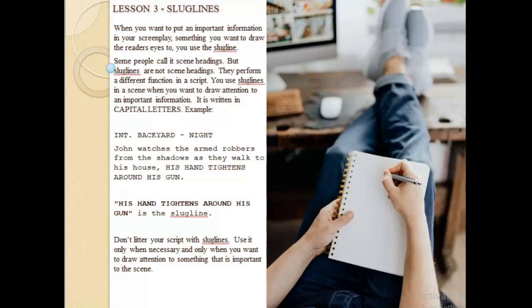Example: INT. BACKYARD - NIGHT. John watches the armed robbers from the shadows as they walk to his house. HIS HAND TIGHTENS AROUND HIS GUN. "His hand tightens around his gun" is the slugline.